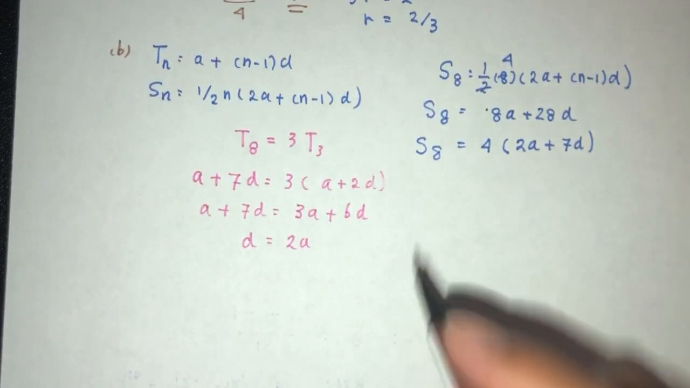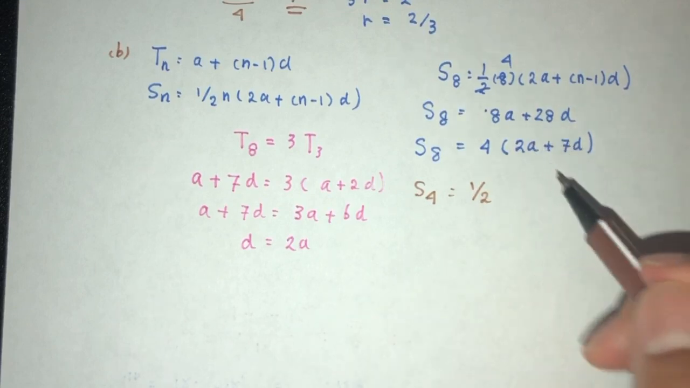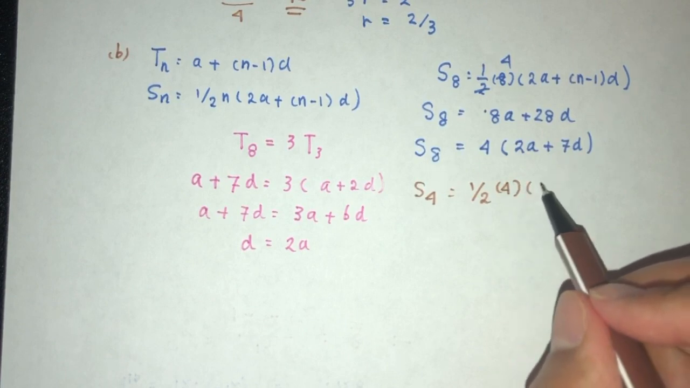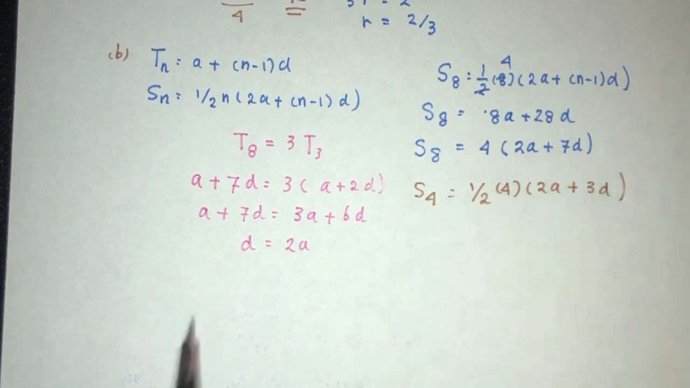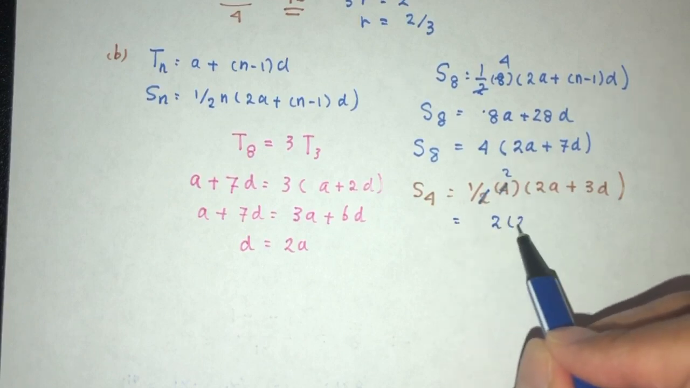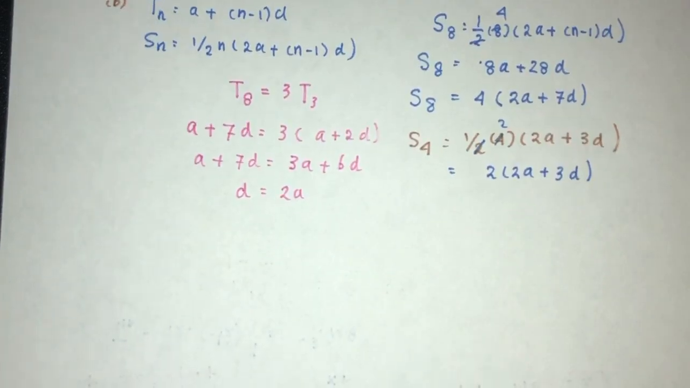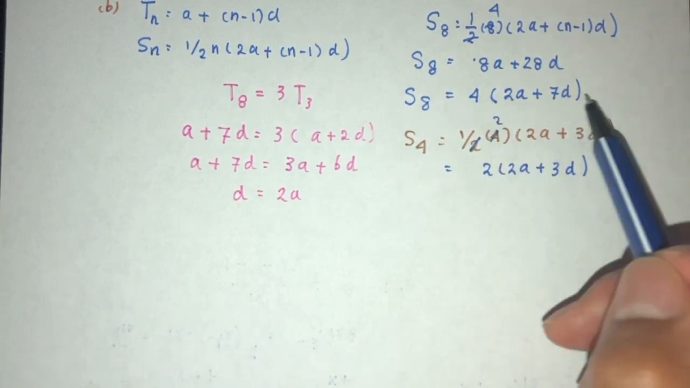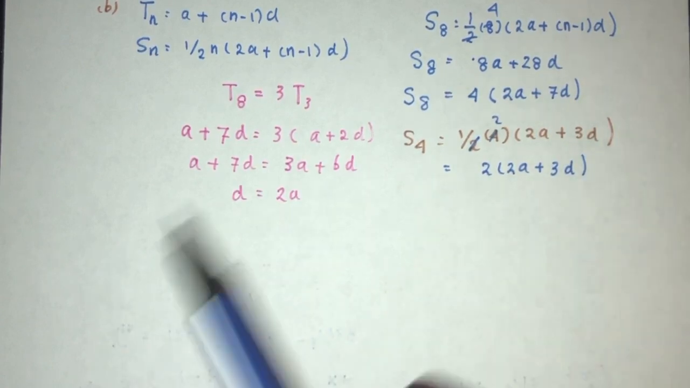Now what is my sum of the first 4 terms? That is half, and that is 4 here, and I will have 2a. n minus 1 is 3 times d. Right. So simplify, that should be 2 here, you will have 2a plus 3d. Okay, so on one side I have the sum of the first 8 terms given by this, and on the other side I have the sum of the first 4 terms given by this.